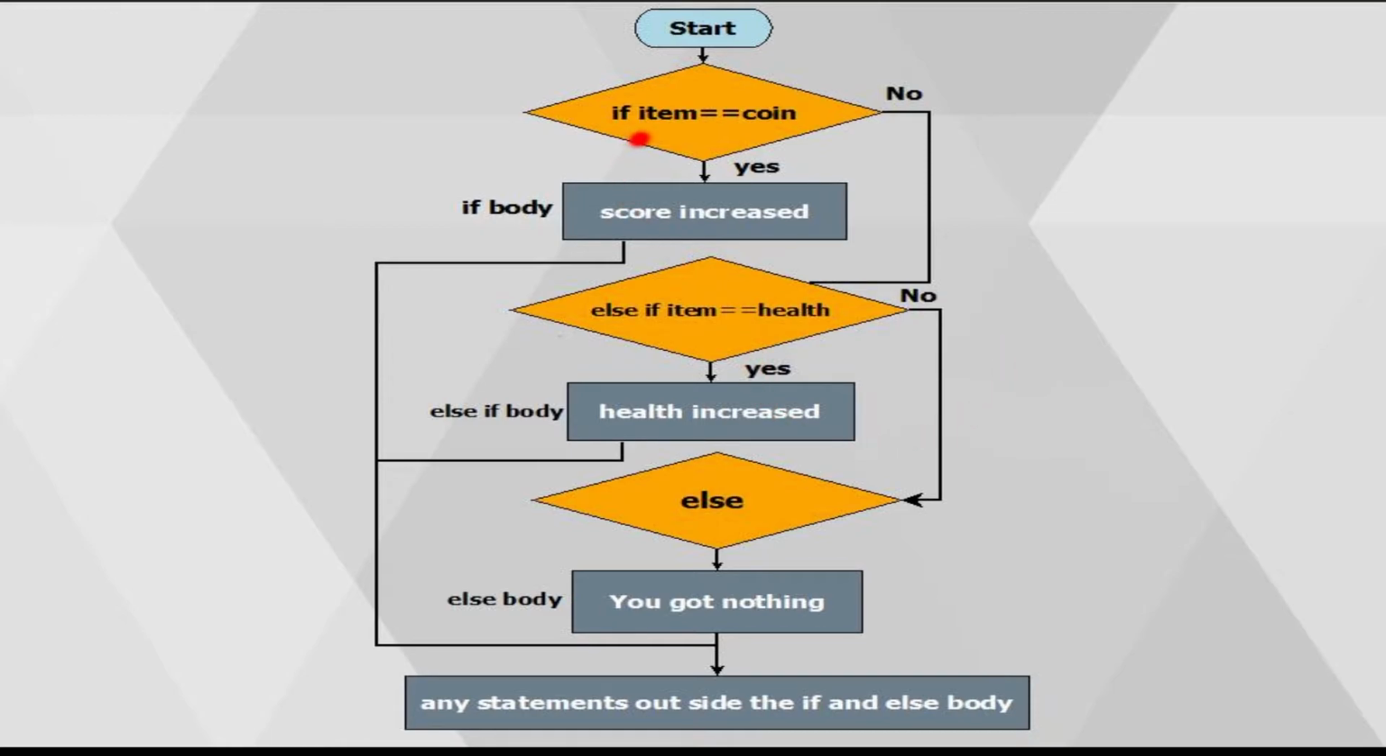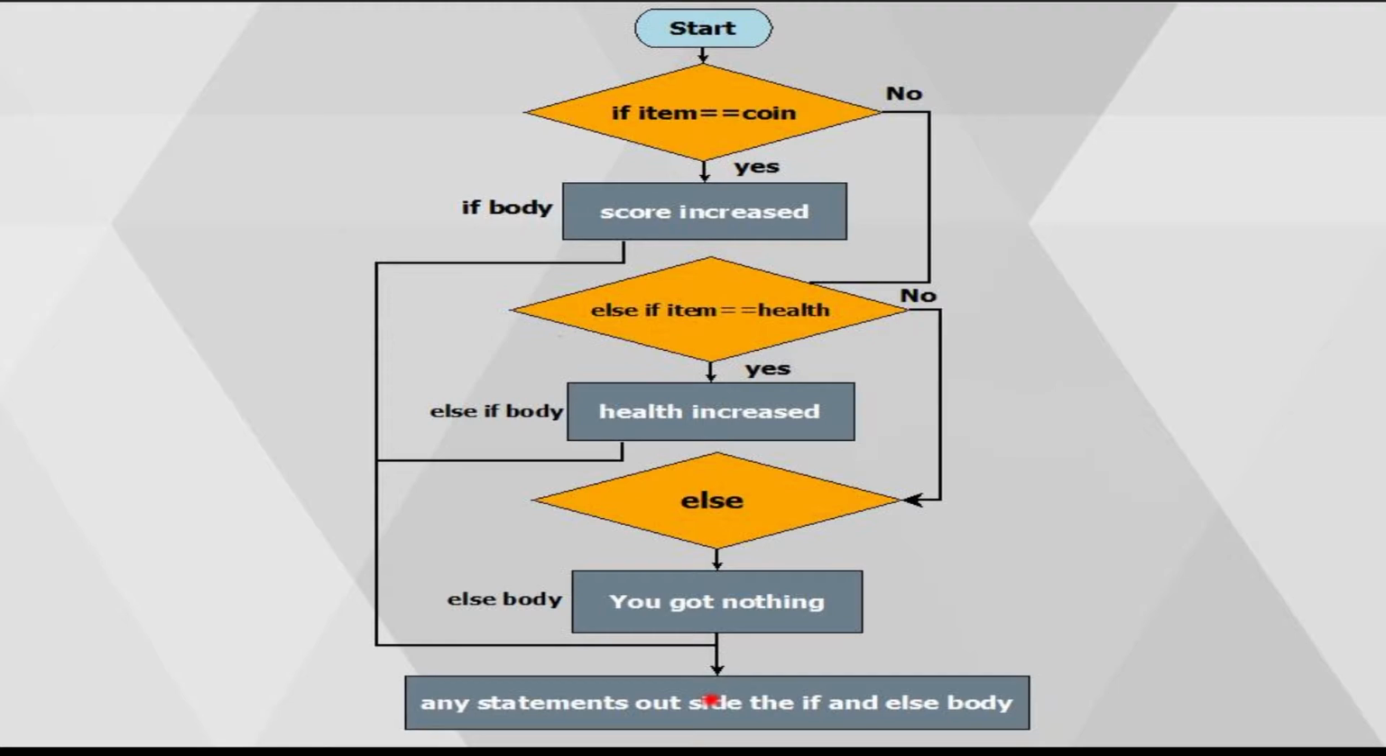First, it will check if this expression is true, execute this piece of code, and the last statement. If it is not true, jump to the else if condition and check if this expression is true, execute this piece of code, and go to the last statement and execute that. If these both conditions are not true, jump to the else clause and there is no expression to evaluate. So execute this piece of code and the last statement that is outside the else body.